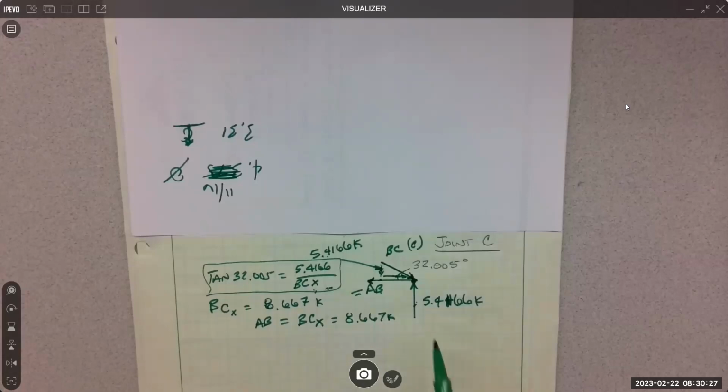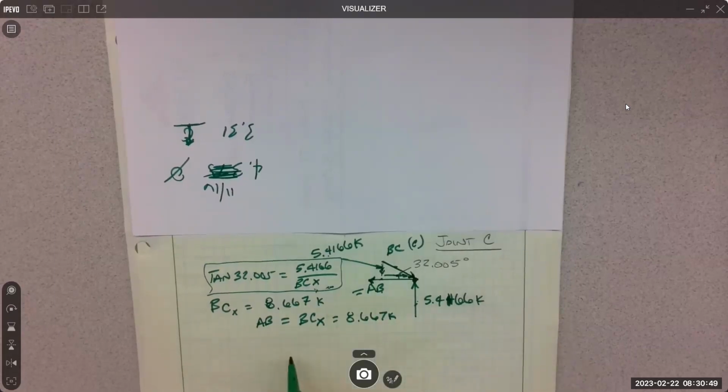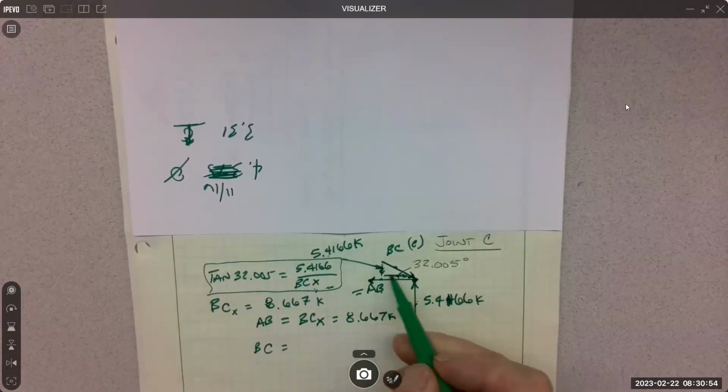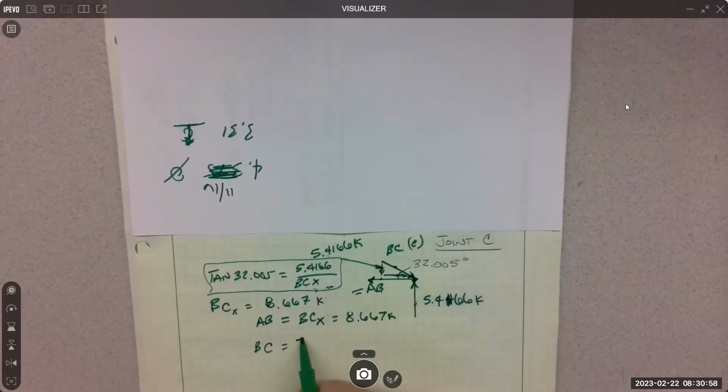We still need BC because we have the Y component of BC and now we have the X component of BC, but we don't have BC yet. So we have to get that. We can get that from the Pythagorean theorem, or you can run a sine or cosine or whatever you want using this BC triangle. I'd probably just run the Pythagorean theorem. So BC is going to equal its components squared, added together, square root, right?